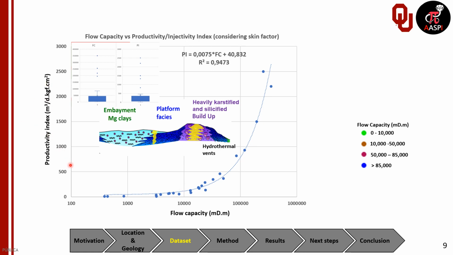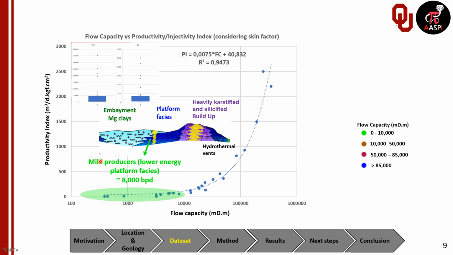Okay, as you can see here, we have a very good linear correlation. It's curved because here the scale is logarithmic, but we have a very high linear correlation, almost 95% correlation between flow capacity and productivity index. And as you can see here, we can classify those reservoirs in terms of productivity.